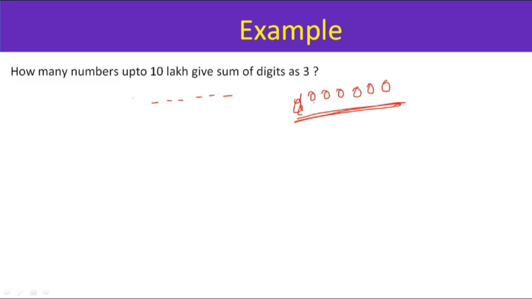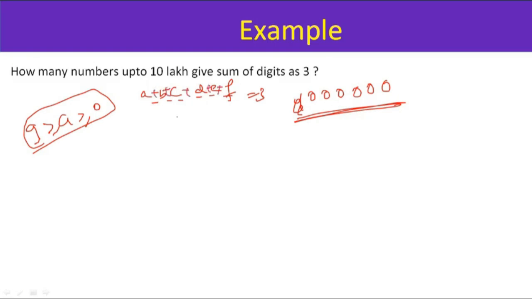Let the digits be A, B, C, D, E, and F. So the sum of the digits is 3, right? And each digit can be greater than or equal to 0. And what is the maximum value for a digit? It is 9. Always in such questions, keep an eye on the constraint that a digit cannot go more than 9. Here though, because the sum is 3, the maximum any variable can take is 3 only. So that's okay. The answer becomes simple: 3 plus 5, 8C5 becomes your answer.